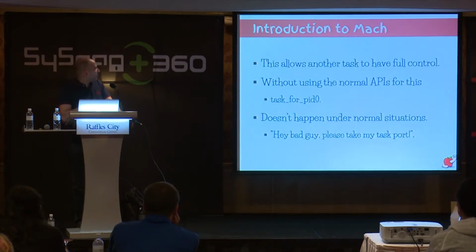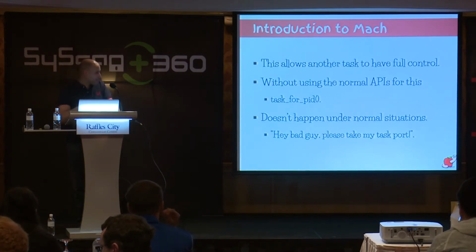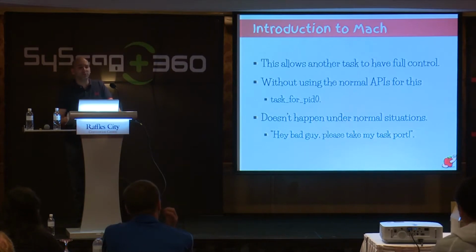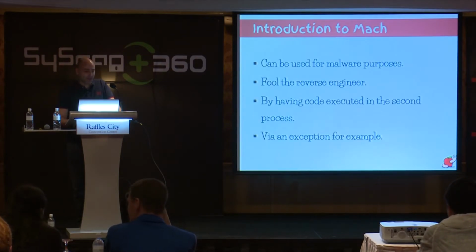So if you pass this task port to some other application, you have full control of that application from somewhere else. And we don't need to use the normal APIs, task_for_pid, which is the function that will ask you for authorization. This doesn't happen under normal situations. You don't have applications giving the task port to other applications. There is no such thing as, hey, bad guy, please take my task port, do whatever you want with my application, unless there is a developer doing bad things with that.